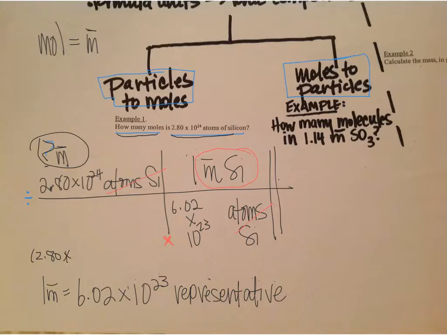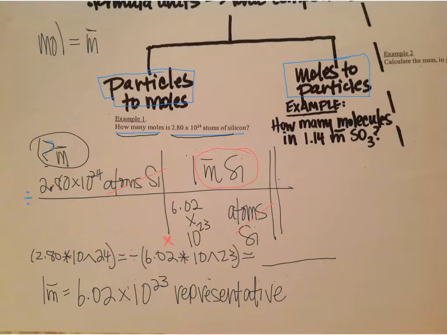Parentheses, 2.80 times 10 caret 24, end of parentheses, equals, divided by, parentheses, 6.02 times 10 caret 23, end of parentheses, equals, and then that gives you your answer. Now try to calculate that a second, and I will as well, and then we will see how our answers compare.